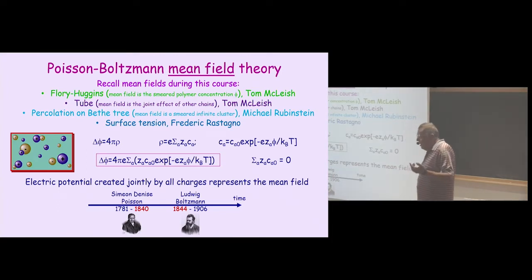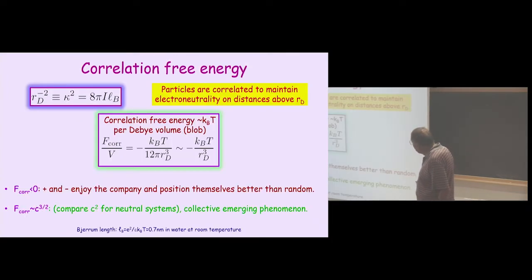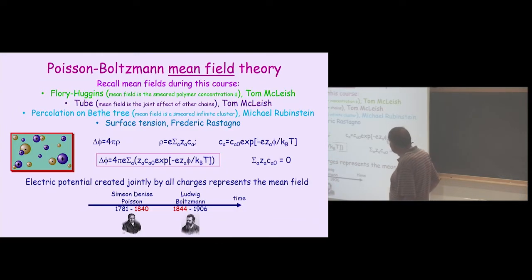Okay, so there were coefficients like 8 pi here, 12 pi here. How do people know this? People know this by doing a proper calculation, which is actually a mean field calculation. And here is a reminder of several mean fields that you already encountered in this summer school. There was Flory-Huggins mean field theory of polymer concentration. Tube, Tom McLeish explained as mean field of other chains. Percolation on a Bethe tree, Michael Rubinstein explained that this was a mean field treatment.